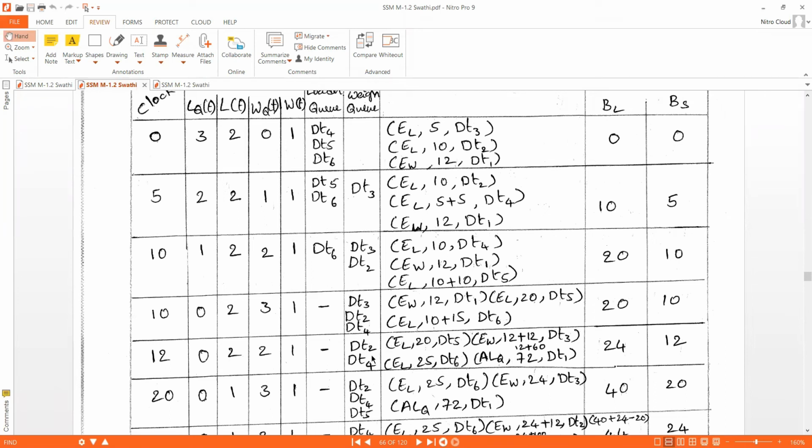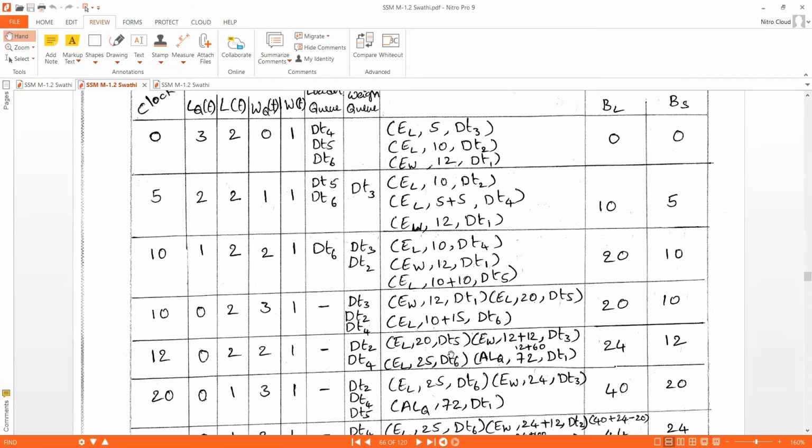Understood this? Next, no one is in the loader queue, so it is empty. In the weighing queue, we have two trucks, DT2 and DT4. The future events which are going to occur are two loading events, one ending weighing event, and one arrival event. DT1 completed its weighing and will go for traveling, and then it will again arrive at the loading queue. That event we need to update in the future event list.